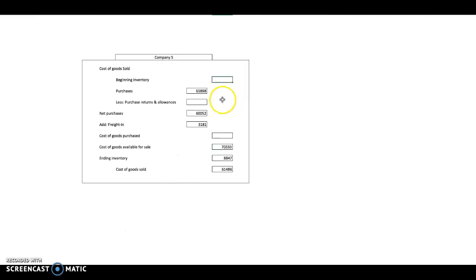And our last company, company S, we're actually going to begin by calculating the purchase returns and allowances, because we're going to need to calculate the cost of goods purchased before we can figure out what the beginning inventory was. So we'll begin here. In order to do this, we need to subtract the net purchases from the purchases. And so 61,898 minus 60,052 is 1,846.